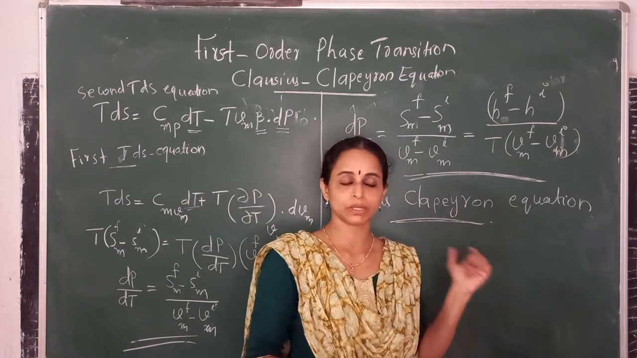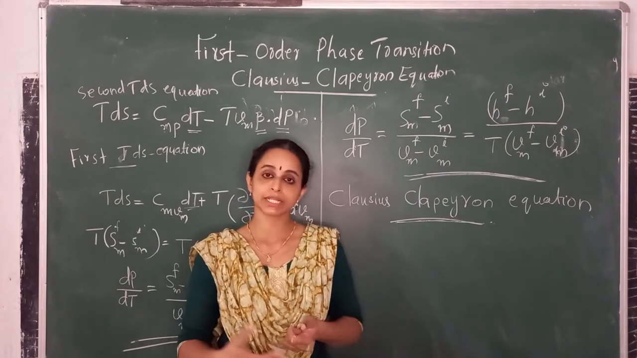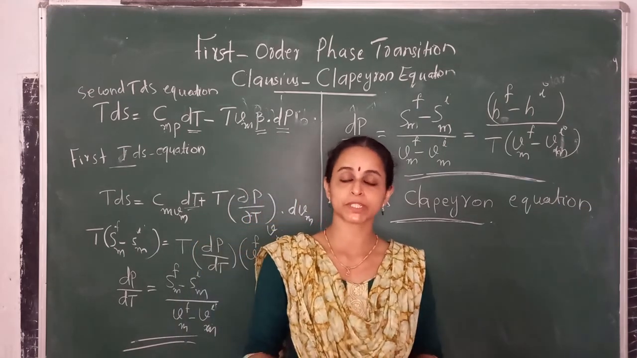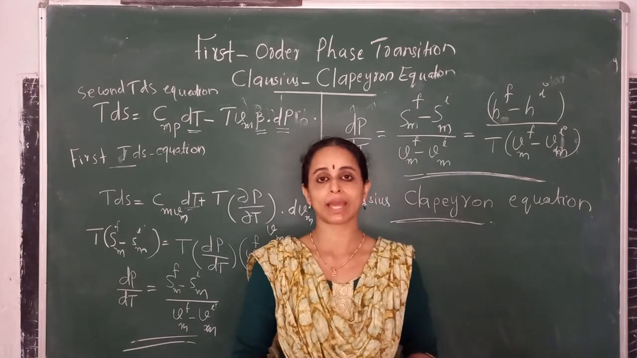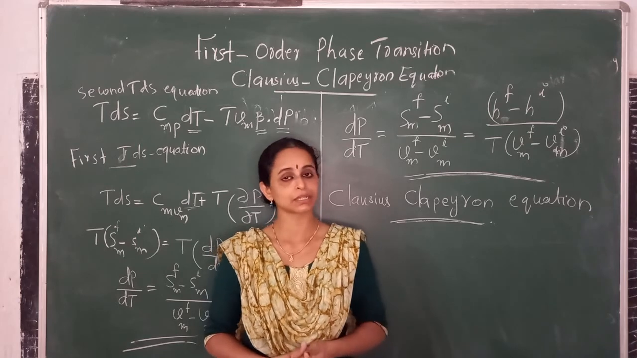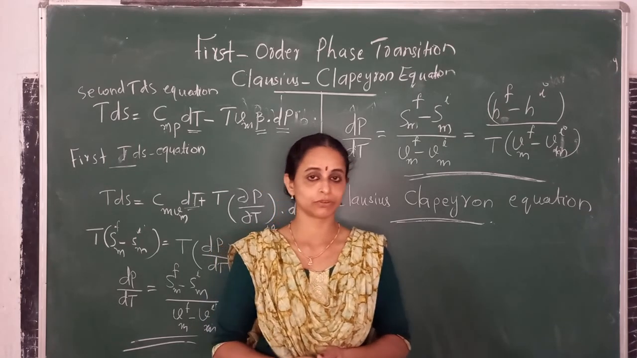Instead of molar enthalpy and molar volume, we can also write specific enthalpy and specific volume, etc., divided by mass. That is also a valid equation. But here we are taking the molar enthalpy, molar volume, molar entropy, etc. for this equation.